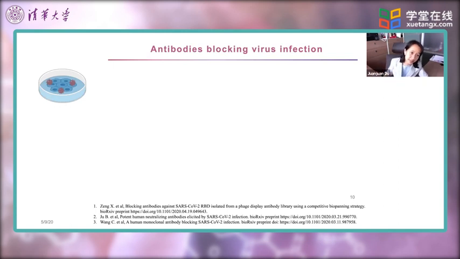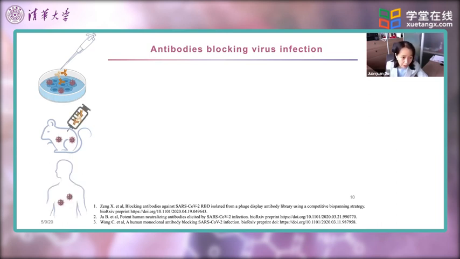Well, there are different stages of testing whether it works or not. For example, we can test it in cell culture to see whether this antibody blocks the virus from infecting the cells. Or we can test it in an animal model. And eventually, we have to test it in humans to see whether it's really working. Okay, but currently, again, it's still too early to say. The published results are mostly on cell culture.